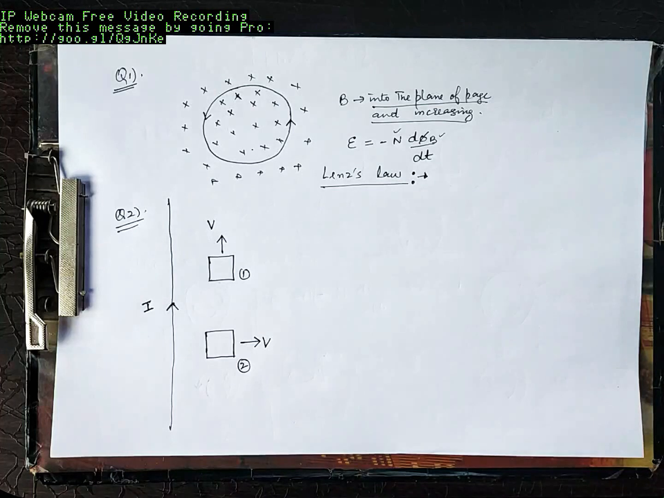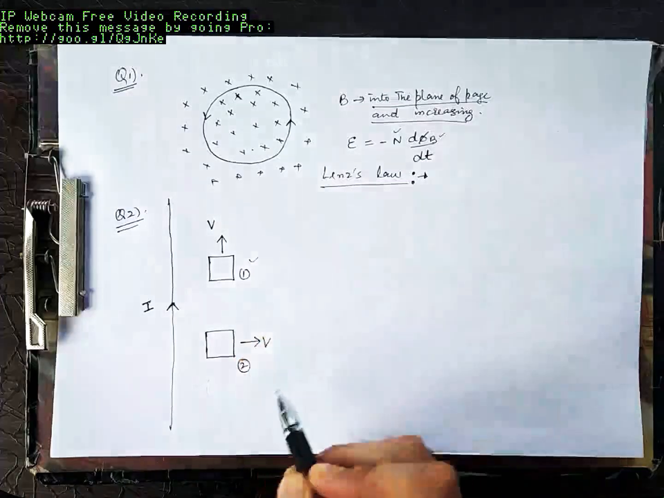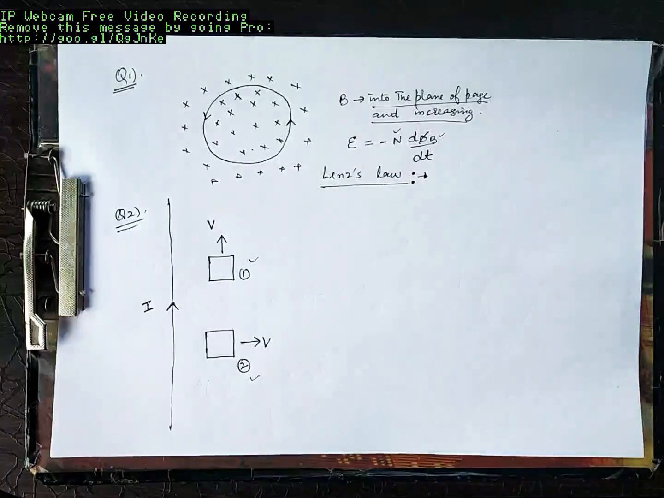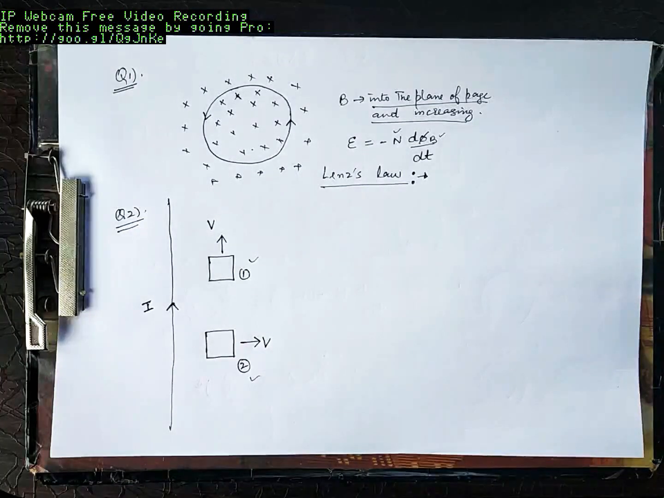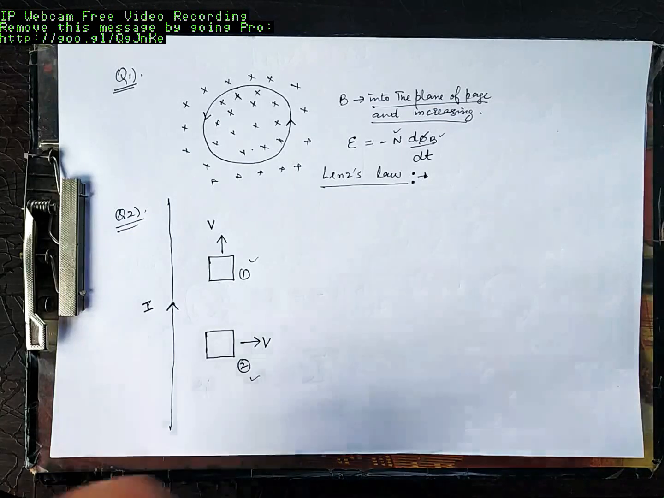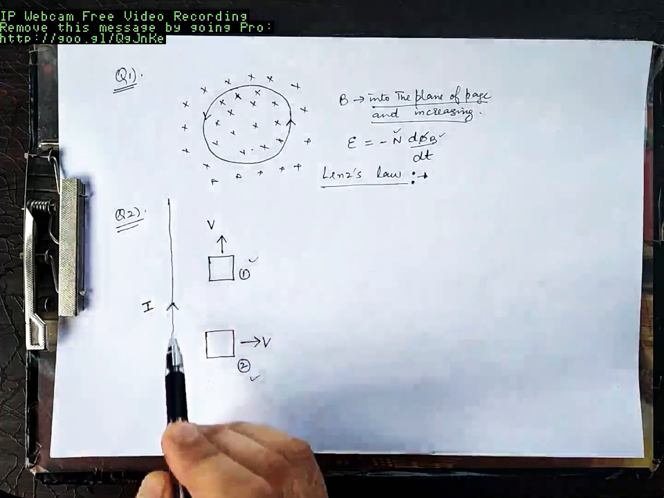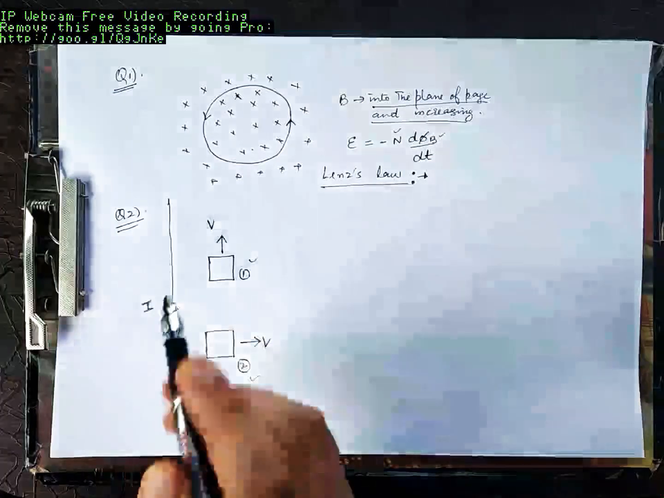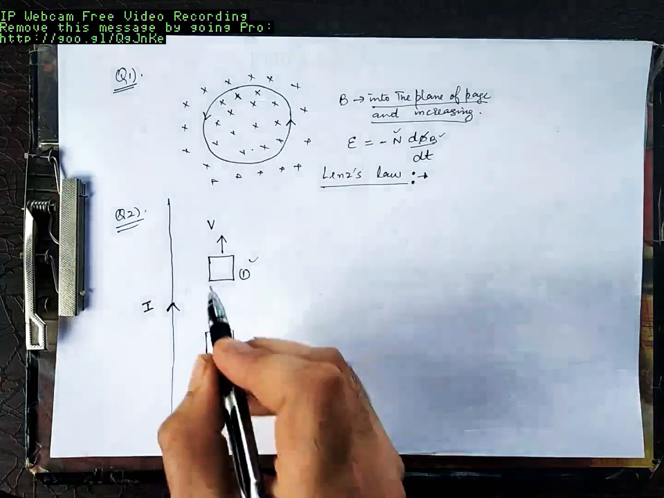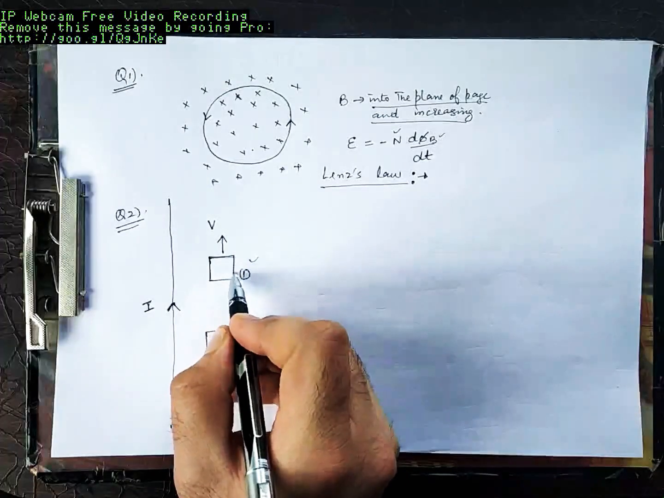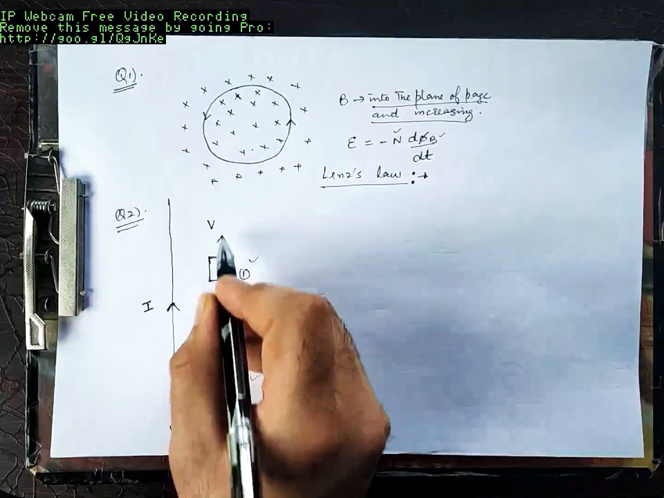Now we have to find out the direction of induced EMF, or the direction of current, in loop one and in loop two. Let's take the first case. The conductor is infinitely long, carrying current I, and you are placing a loop here which is moving in this direction.